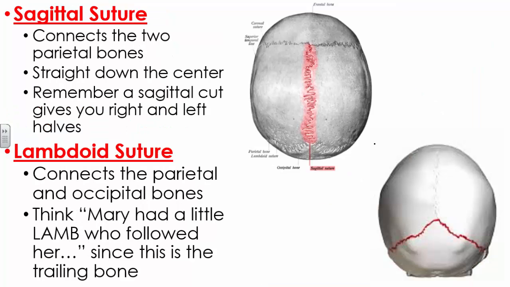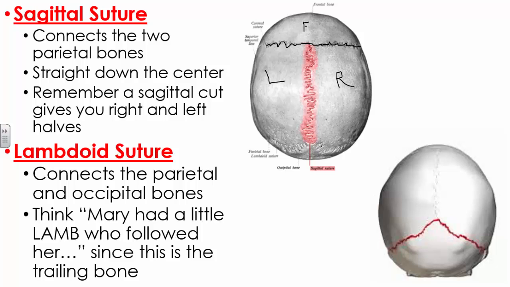The sagittal suture follows the same line as a sagittal cut. A sagittal cut, remember, gave you right and left halves. You can see in this picture the coronal suture up here. So this would be our frontal bone. These would be the parietal bones, so the right and left parietal bones connected by the sagittal suture.